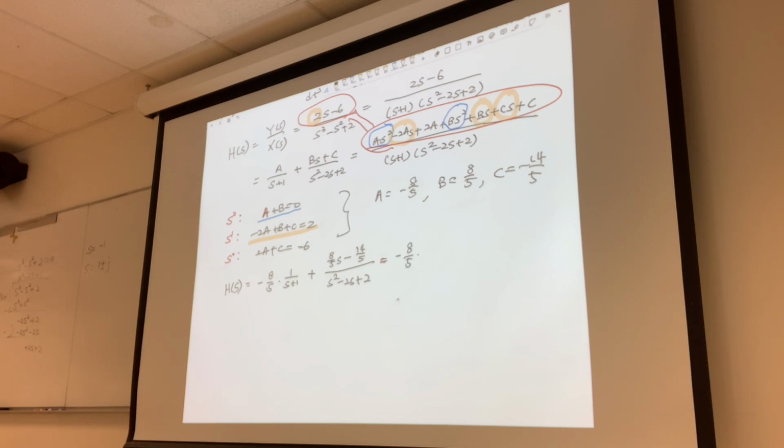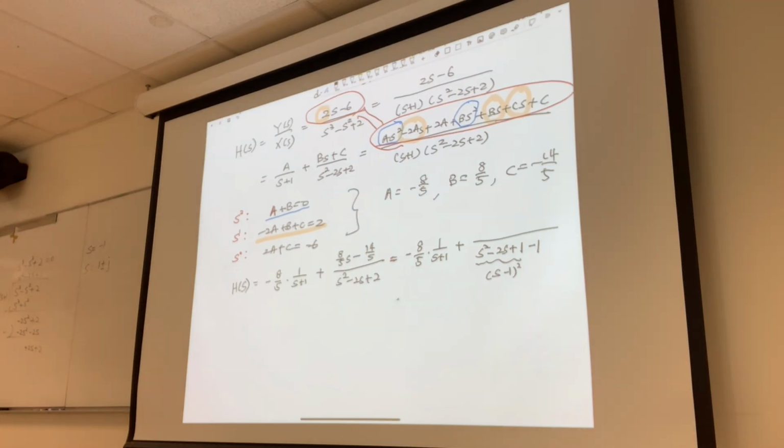That's the constant term. Since we need to complete the square for the second term of the denominator, I'm going to have s squared minus 2s plus 1. This will give us s minus 1 squared. Since I add 1, I'm going to subtract 1, and we had 2 before. For the numerator, we still have the same. For the second term, s minus 1 squared plus 1.